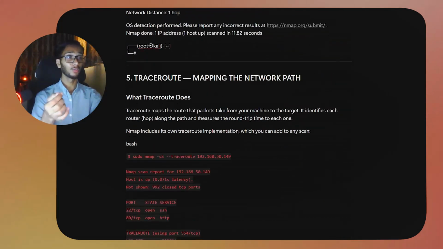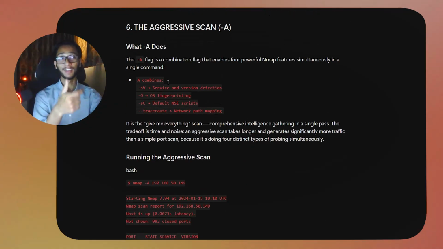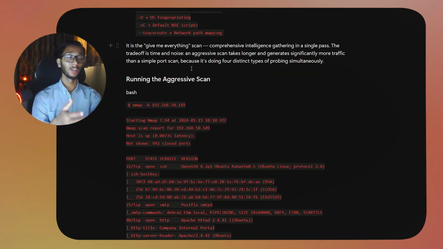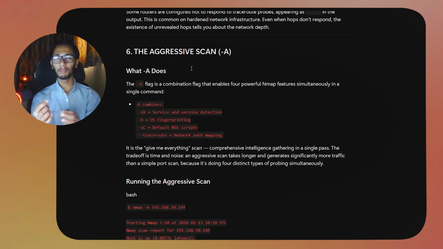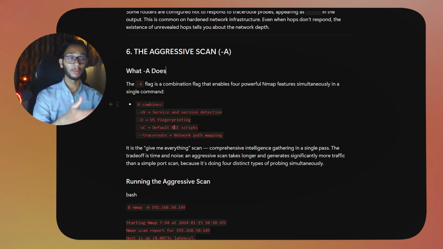The last thing we're gonna do is the aggressive scan, and we specify it with the -A, okay? So simply what it does is, remember we talked about the -sV in the previous video. It finds out the service and version detection, and then in this video we talked about the -O operating system fingerprinting, finding out information about the operating system and its version. And the -sC is the default NSE script. I'm gonna explain this in a later video, but think about it as kind of running some kind of script, okay?